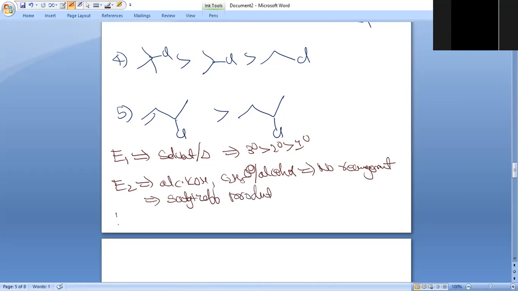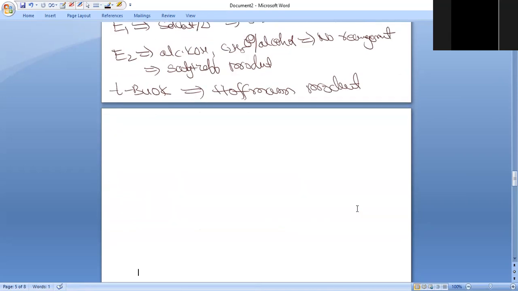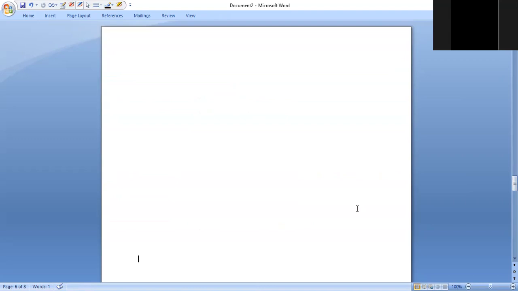And when you're taking tertiary butoxide, it will give Hofmann product. That is what we are getting here. So these are some elimination reactions. Clear up to here? Yes.